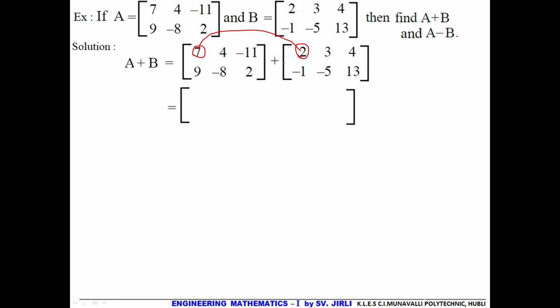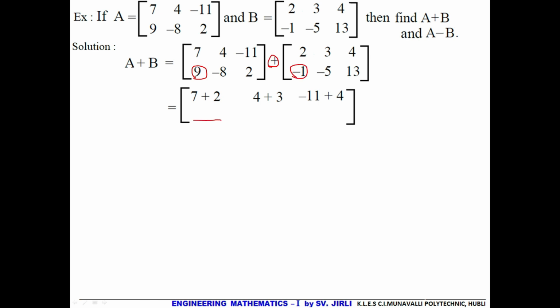First number 7 plus 2. Similarly, what is the next number? 4 plus 3. Next, minus 11 plus 4. Try to answer the second row. 9 here, plus of minus 1 is minus 1.